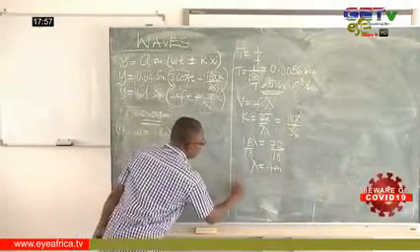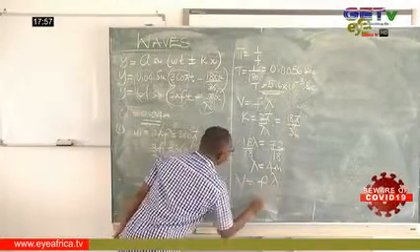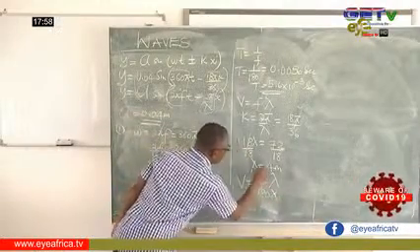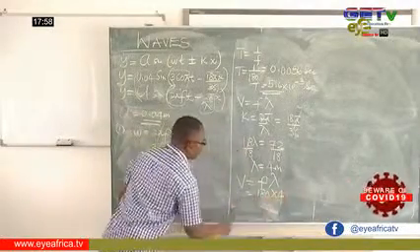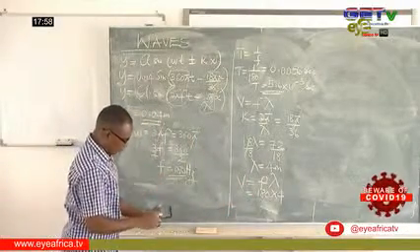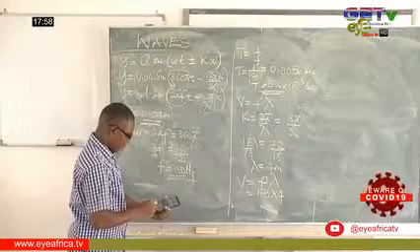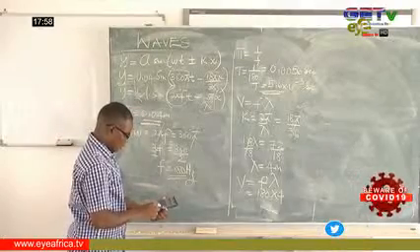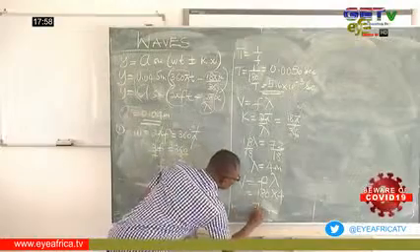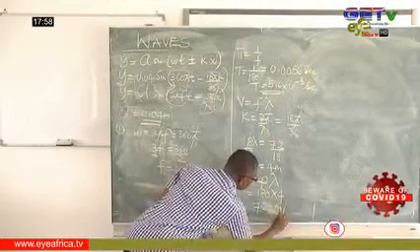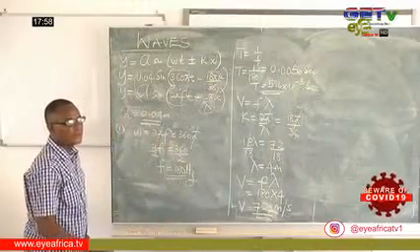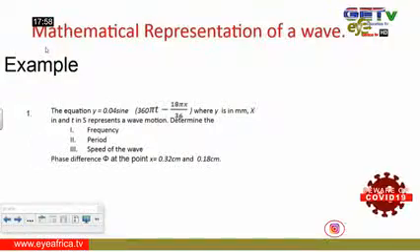So now we have lambda as 4, and we can find the speed. The speed is frequency times lambda. Remember the frequency was 180. So I have 180 multiplied by 4, which gives 720 meters per second. That is V. So what I've done so far is give you the frequency, the period, and the speed.